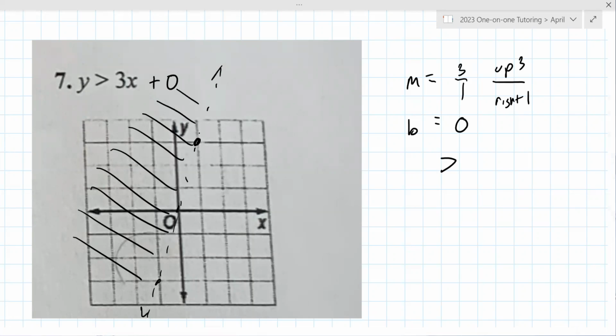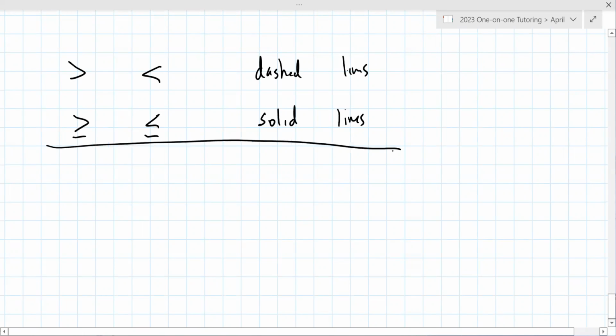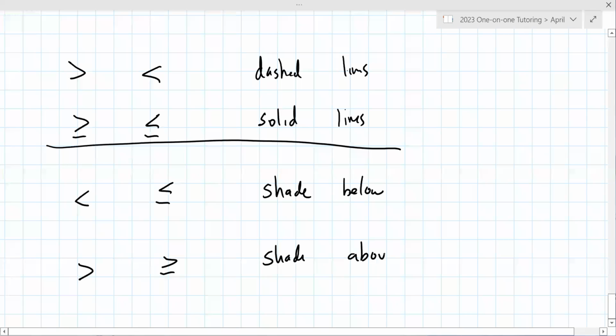All right, just to summarize here really quickly, these two symbols are dashed lines. These two symbols are solid lines. That's kind of like thing one. Thing two is less than or equal to means to shade below. Greater than or equal to means to shade above. If you can remember all that, you've done really well in terms of getting the maximum out of today's lesson.